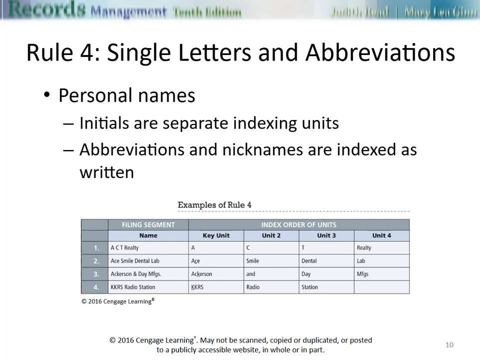For Rule 4, this is going to deal with single letters and abbreviations. Specifically, I'm going to talk first about personal names. And so, for personal names, each initial is a separate unit. And so I'm going to pull an example up.